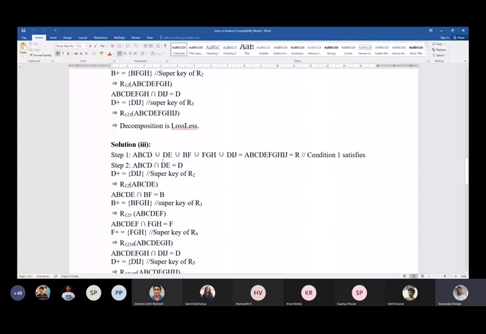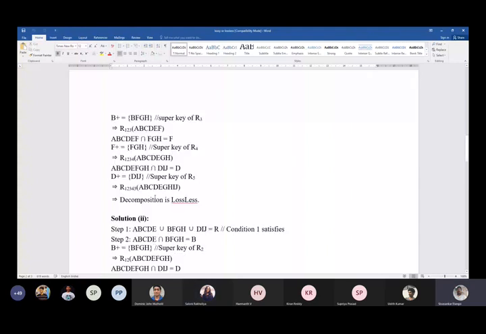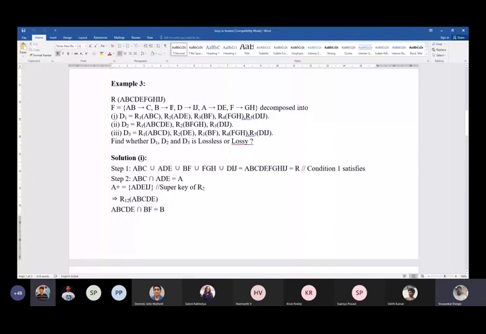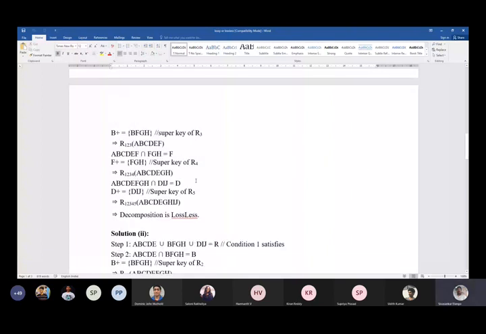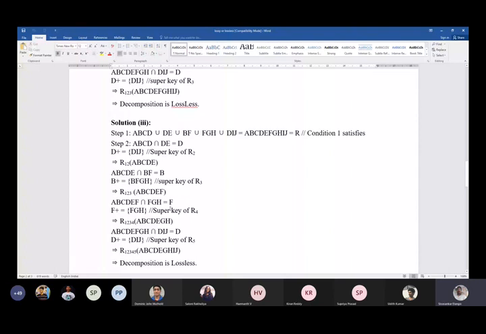Again, B closure is going to be BFGH. So B can logically determine F, and F can determine GH. So it's going to be lossless, BFGH, which gives you R3, right. So it's a super key of R3, and we go on to the next step.